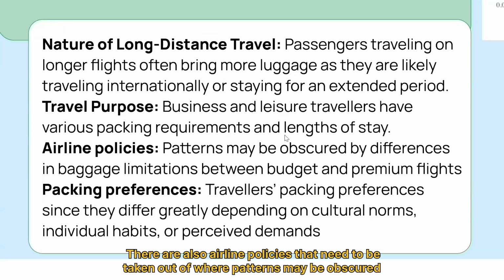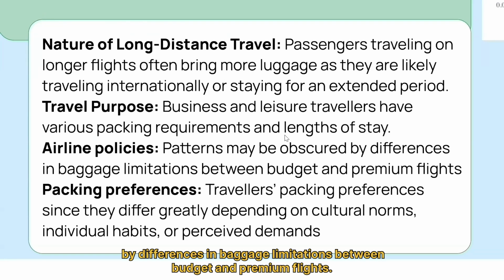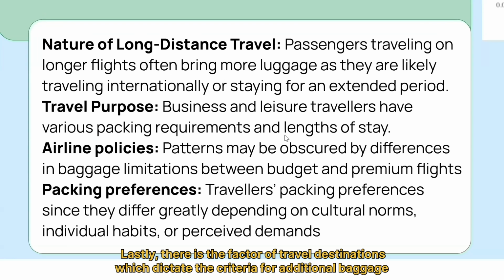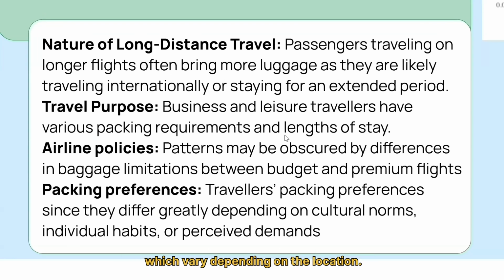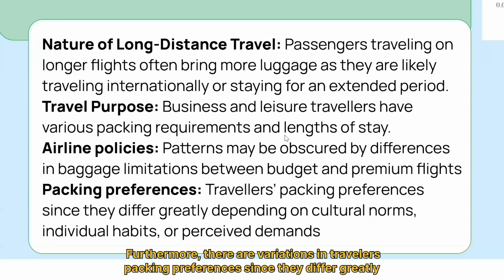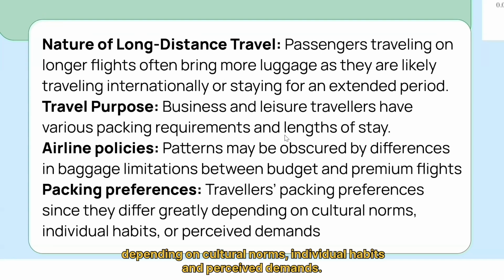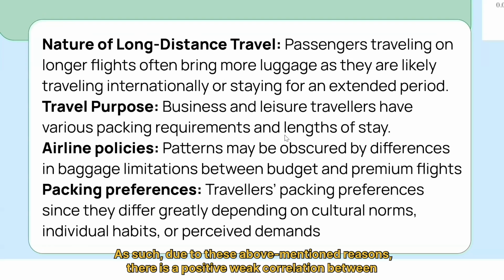There are also airline policies that need to be taken note of, where patterns may be obscured by differences in baggage limitations between budget and premium flights. Lastly, there's the factor of travel destinations, which dictate the criteria for additional baggage, which vary depending on the location. For example, colder areas require more luggage. Furthermore, there are variations in travelers' packing preferences since they differ greatly depending on cultural norms, individual habits, and perceived demands. As such, due to these above mentioned reasons, there is a positive weak correlation between both factors.